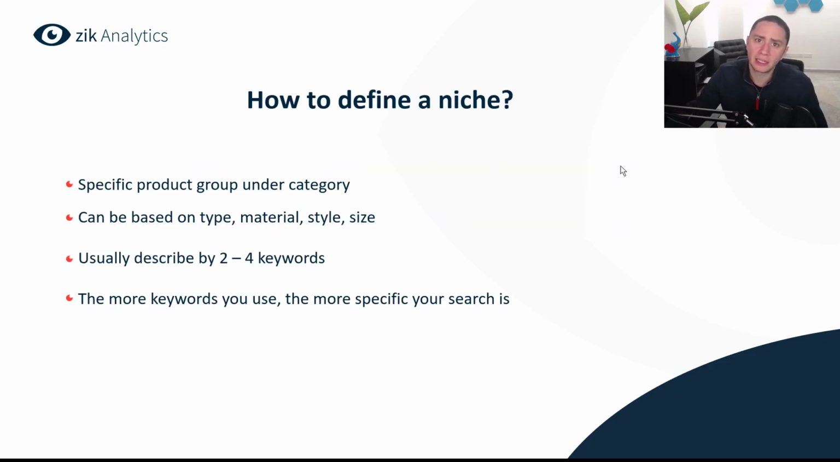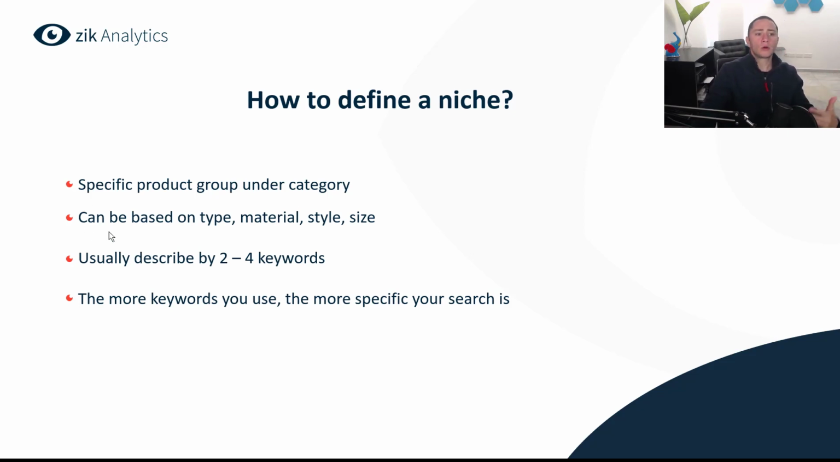So how to define niche? This is super important that you understand what is actually a niche, because niche is a very wide, very broad term, right? So let's go through these 4 points and see what is niche and how you define it. A niche is a specific product group under a category, okay? For example, you have smartphone accessories or cell phone accessories, and then under this you have iPhone case, right?